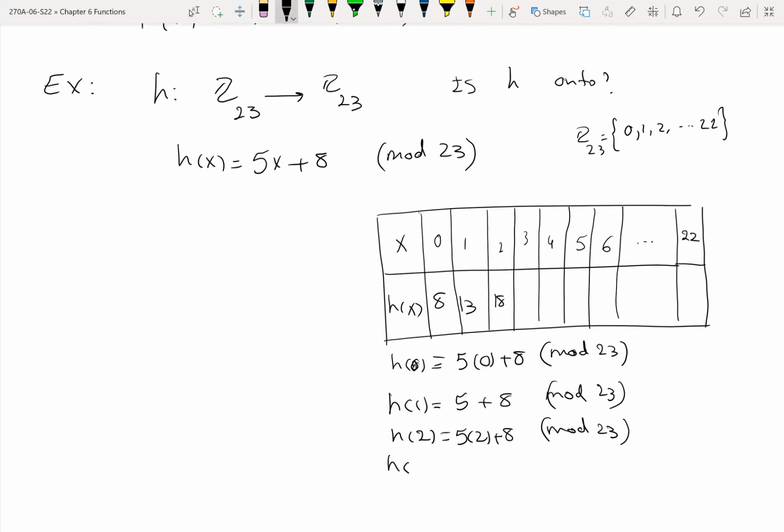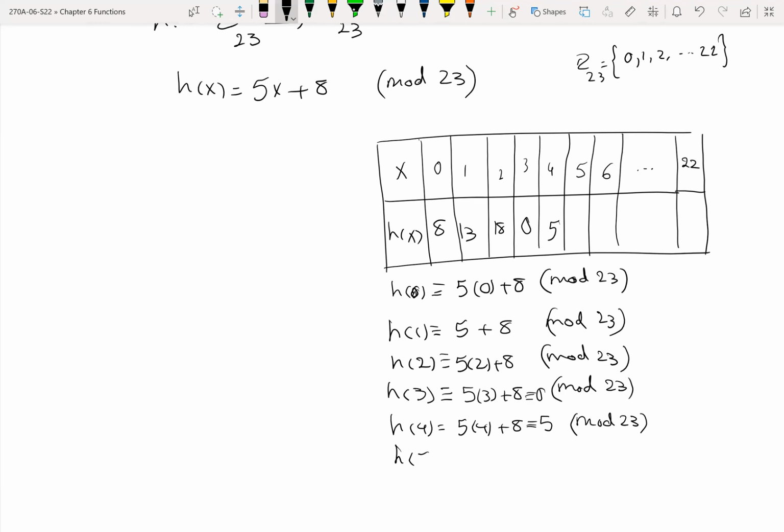And then we need to just be careful past the 23, right? If you have h of 3 equals 5 times 3 plus 8, then in mod 23, 15 plus 8 is 0, right? Is that okay? If you have h of 4, that is 5 times 4 plus 8, 28, 5 left, right? In mod 23, and so on. Should I continue? It will repeat somewhere, right? So you know, back to the same number. Like now you have 8, 13, 18, 0, and then 5.